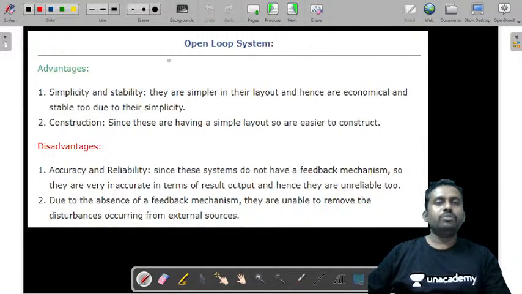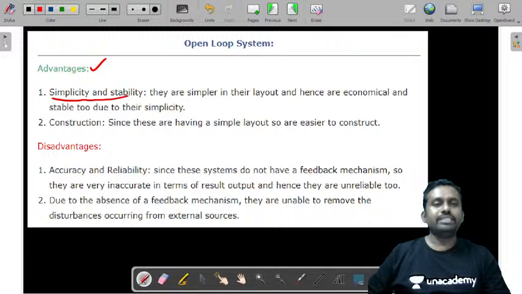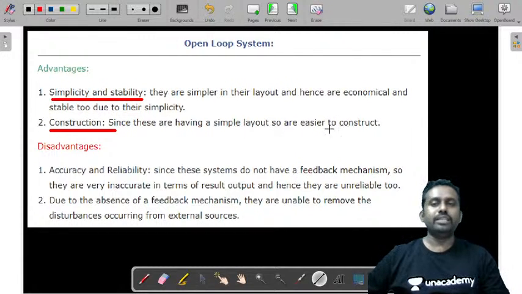Now, let's see what the advantages of open loop are. Although we have seen the differences, the same would apply here. Simplicity and stability is one point which is advantageous. They are simpler in their layout, and they are economical and stable too. And from a constructional point of view, they have a simple layout, so they are easier to construct.